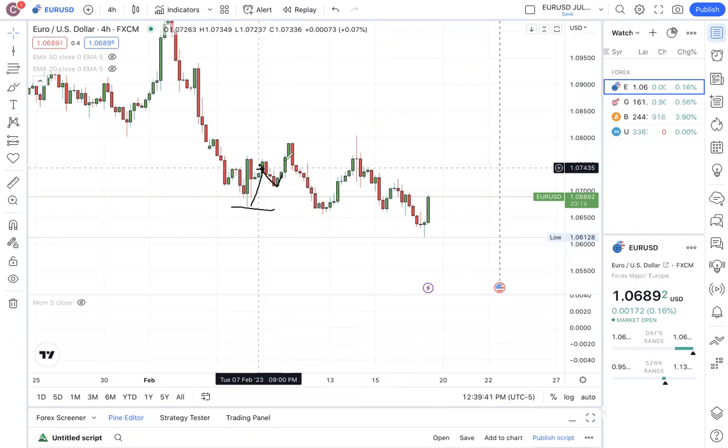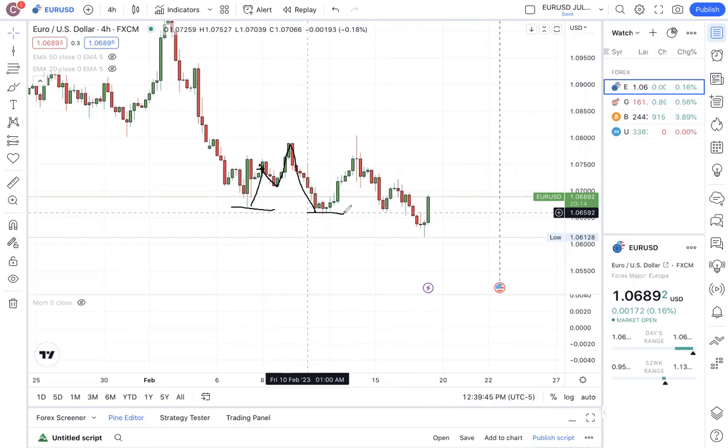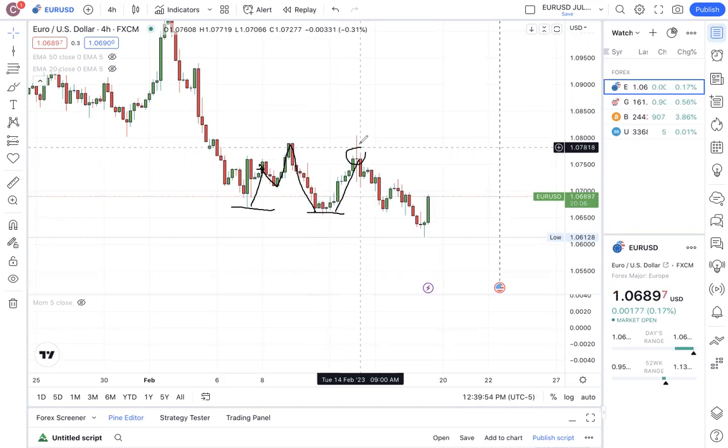The market will come back down. It'll go back up. It'll come back down. We have more rejections here, right? So anytime you see these wicks, just know that the market probably is going to turn around, right?